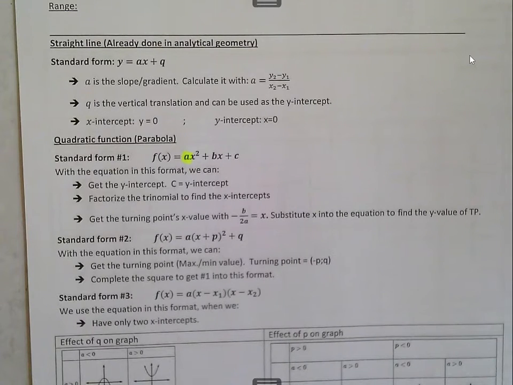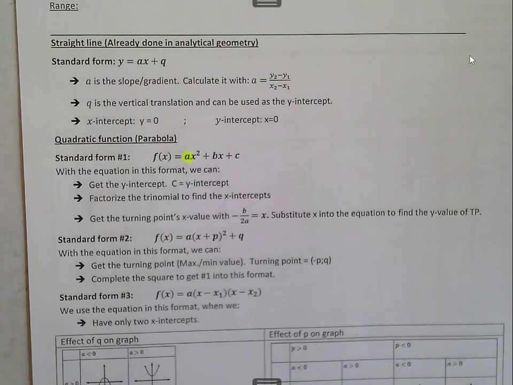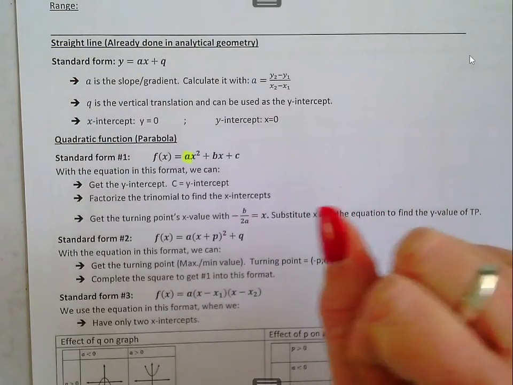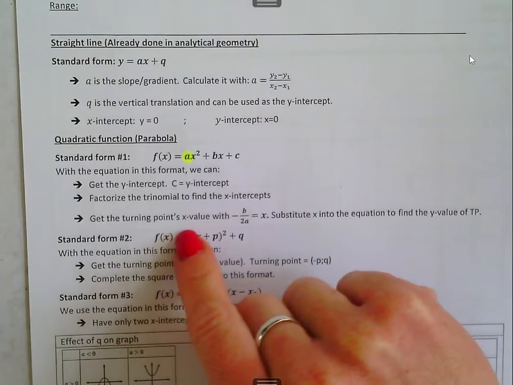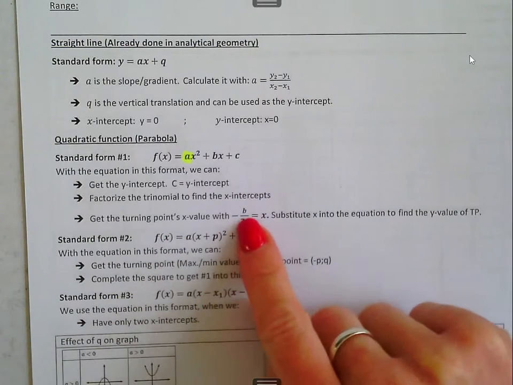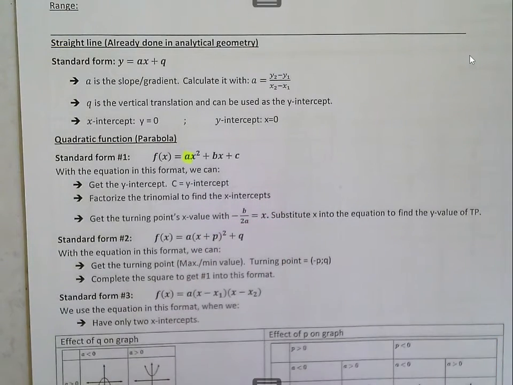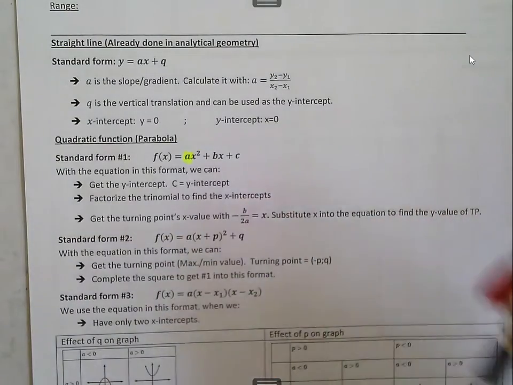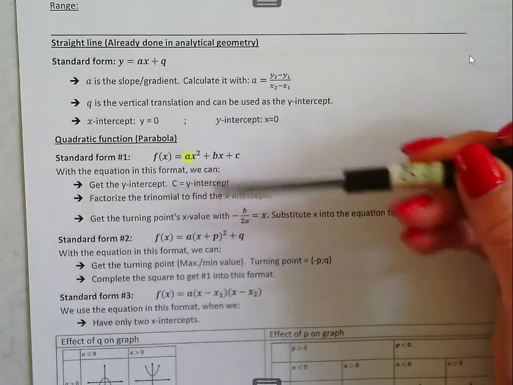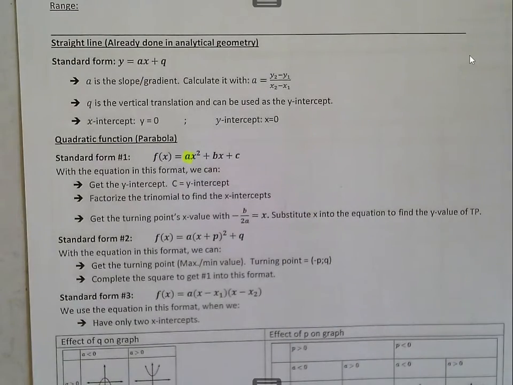But there was something that I didn't say that we can get. Did you hear? That was the turning point. Only a y-intercept, x-intercepts, and the shape. But we cannot read the turning point's value from that equation. Now to get the turning point's x value, we are going to use minus b over 2a. That b is the b in front of x, and that a is the a in front of x squared.